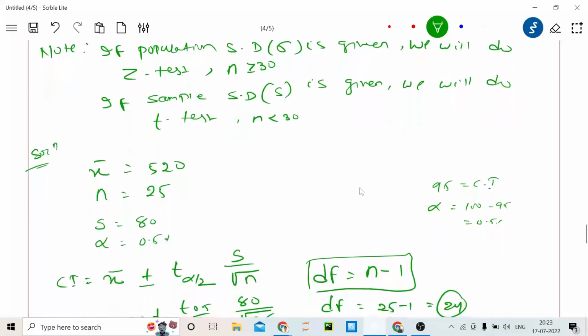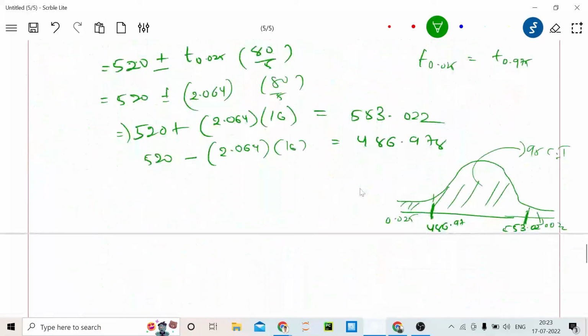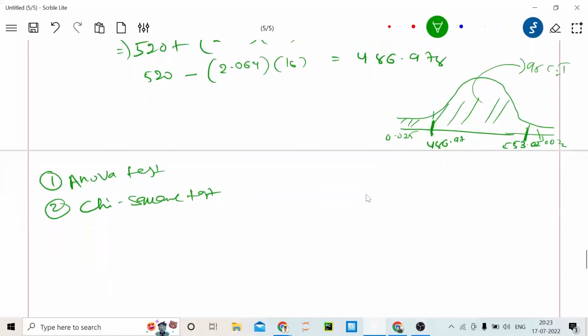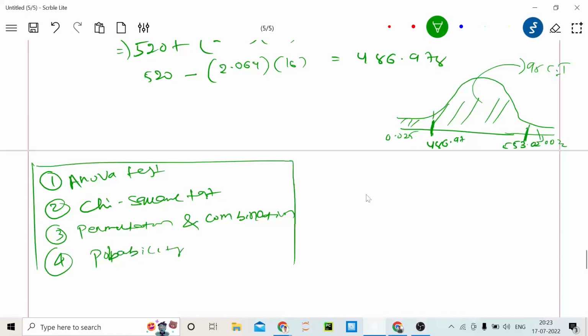In tomorrow's session we will run the ANOVA test and the chi-square test. Number 3 is permutation and combination. Number 4 is probability. After covering these four, our statistics and probability will be over.